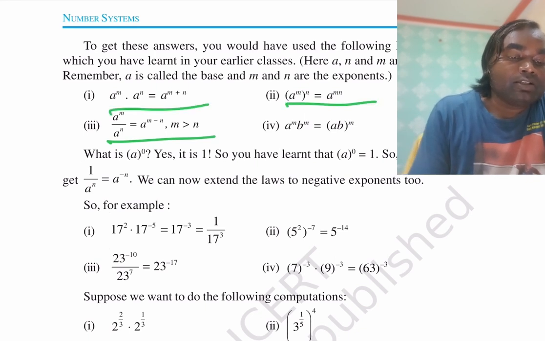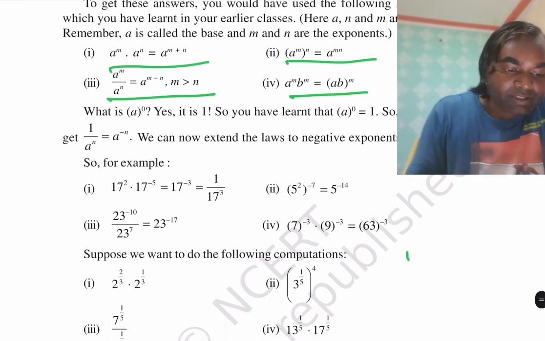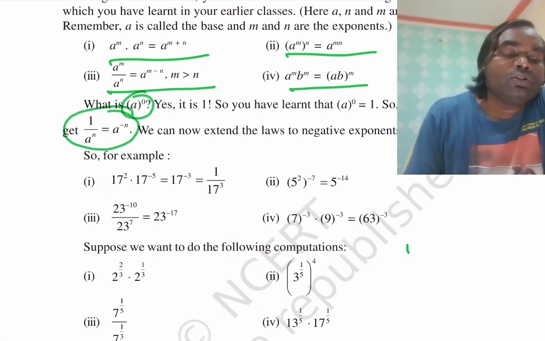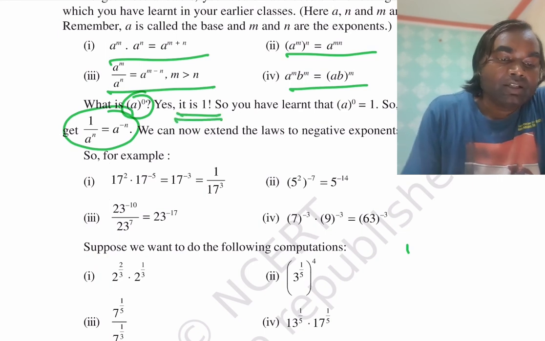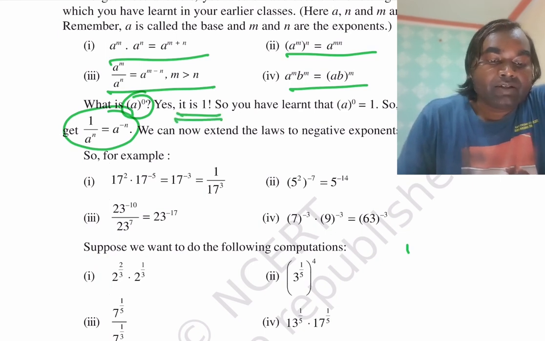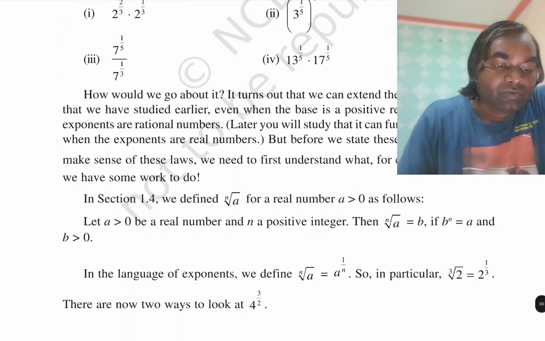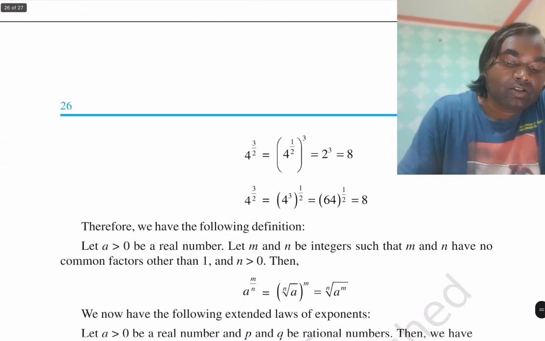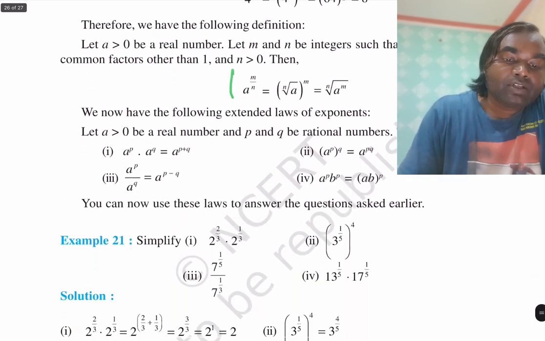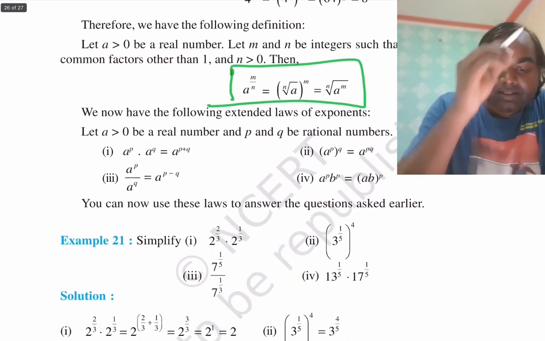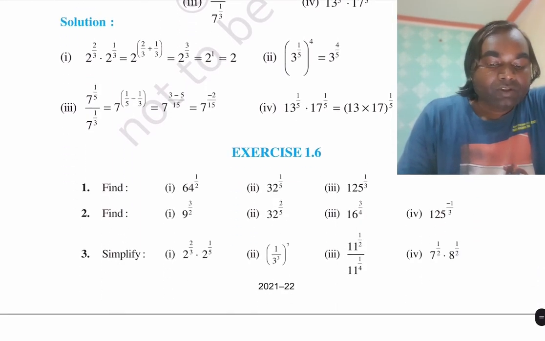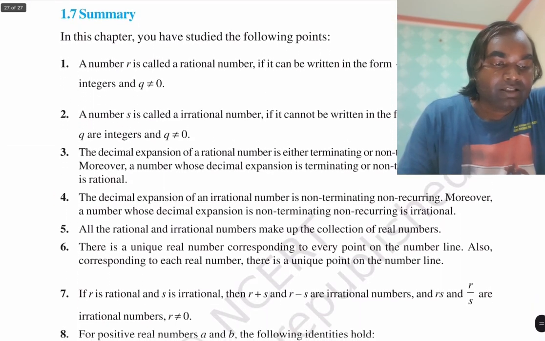So these are some formulas, you should remember this. And here is the trick. What is a to the power 0? A to the power 0 always gives 1. Remember this. I have already told you this. Use this concept. Right. So these are the things.